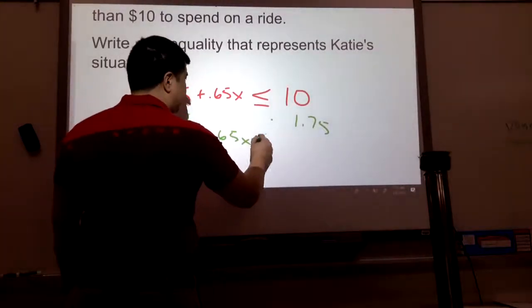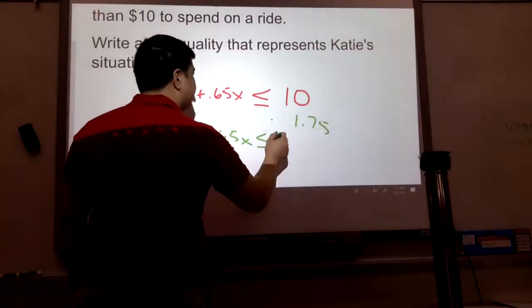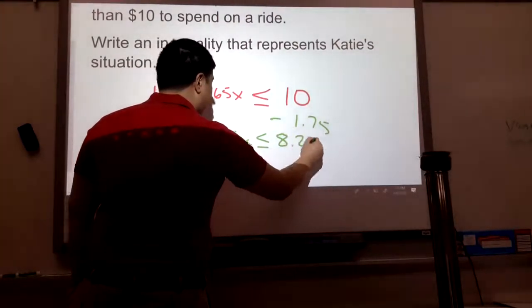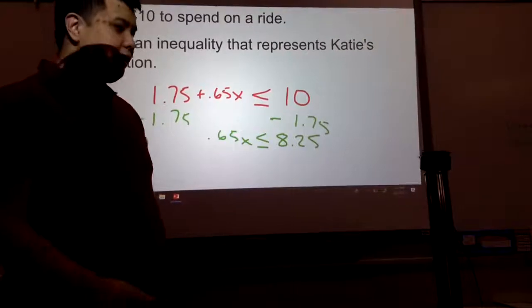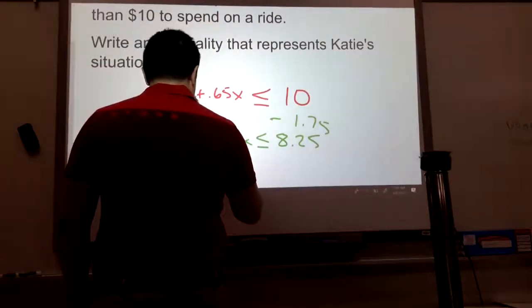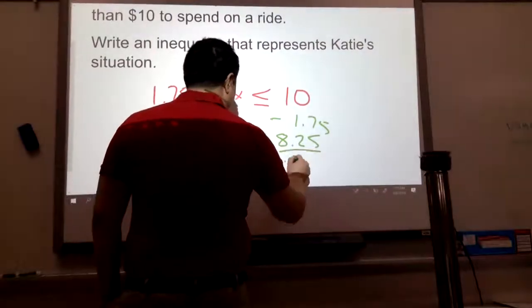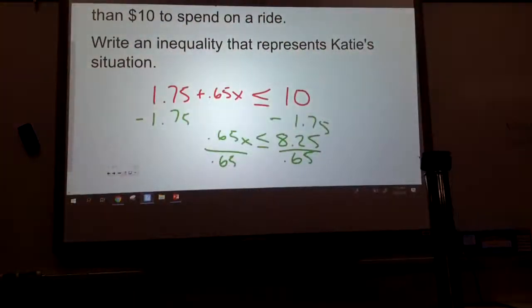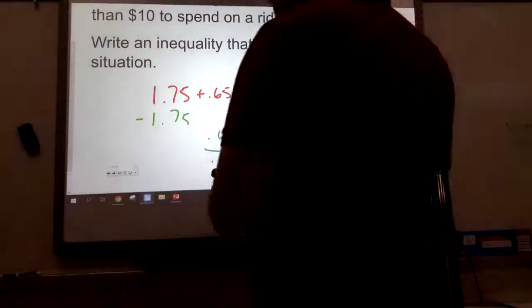X is less than or equal to 8.25. After that, you have to divide by 0.65. Because this is a positive number, we do not need to change the direction of the sign. And so we have 8.25 divided by 0.65.